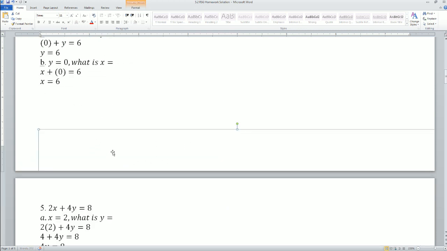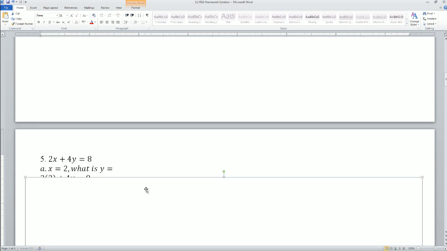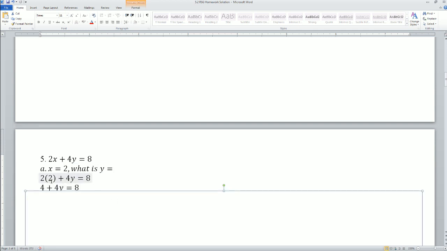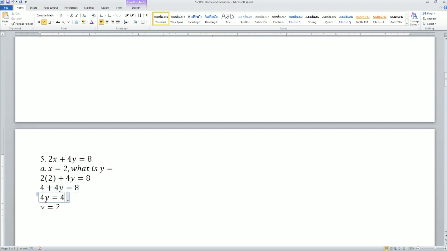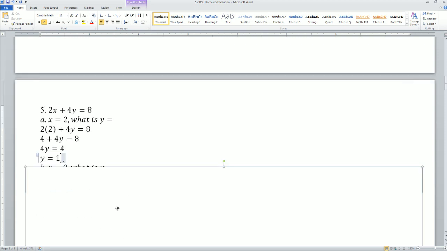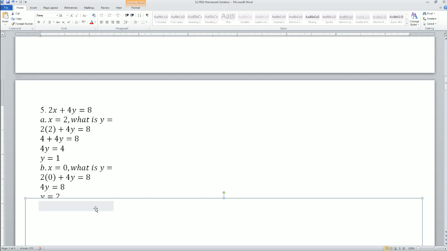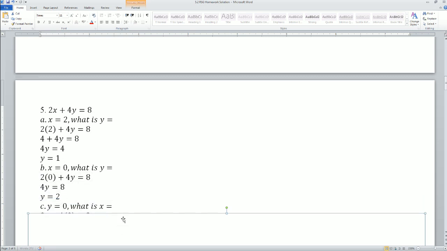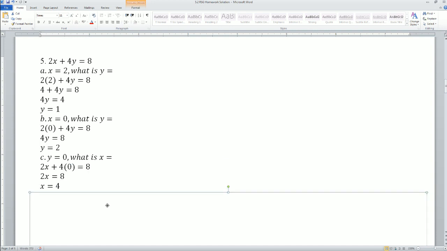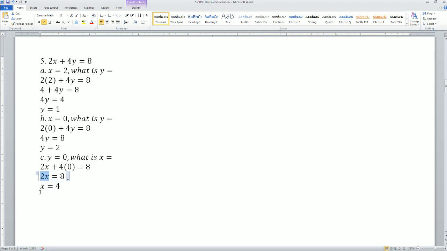Alright, let's look at 5. Same thing here. X equals 2. Plug that in. 2 times 2 is 4, right? 4 plus 4y equals 8. Subtract 4 from both sides. This gets you 4, then this becomes 1. So y equals 1 when x equals 2. When x equals 0, divide by 4, and y equals 2. Next, y equals 0, so it becomes 2x equals 8. Divide by 2, you get x equals 4.